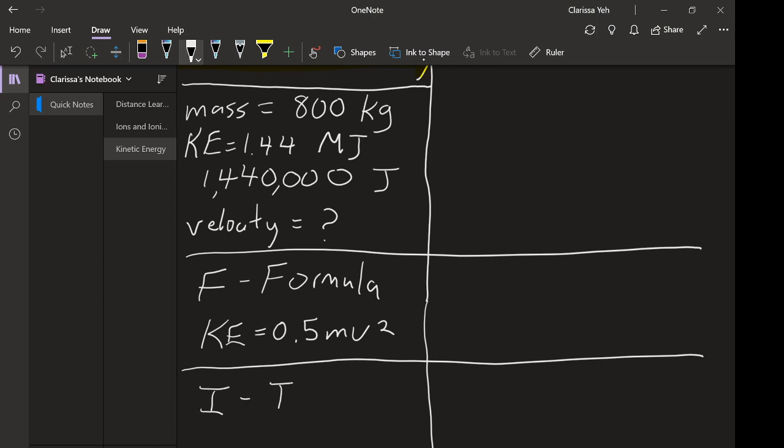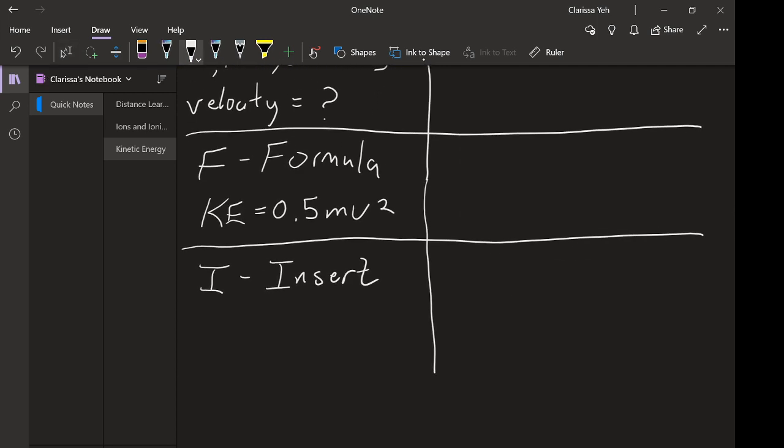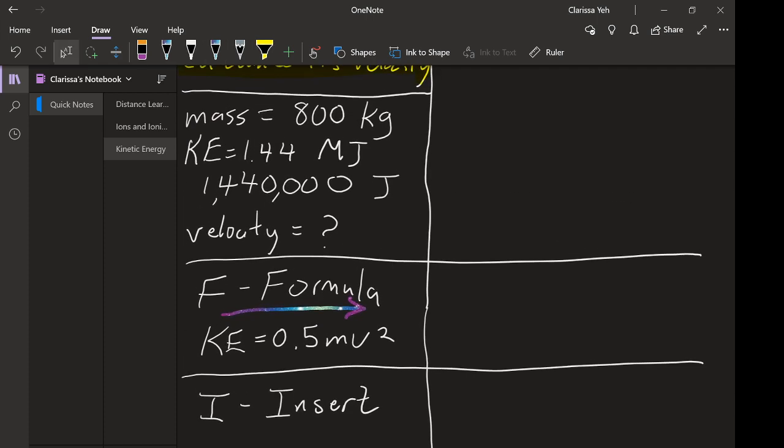So I in FIFA is insert. And just to make sure I do everything properly, instead of accidentally missing out any values, I'm going to look at the formula and I'm going to go from left to right. And anytime I see a variable, so like a letter instead of a number, I'm going to look at my list of values and check if there's anything that matches. So the very first sort of missing thing is KE. Then I look at my list and I see, right, do I have a KE already written down here? And then I notice I do. KE equals 1.44 megajoules. But remember, you have to put in the one with the correct unit.